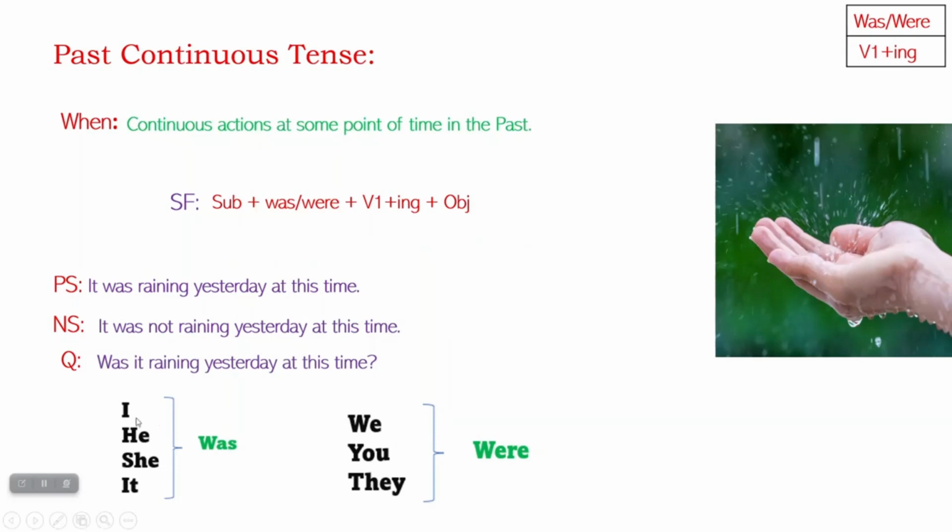Here, I, he, she, it, we use was. We, you, they, we use were.